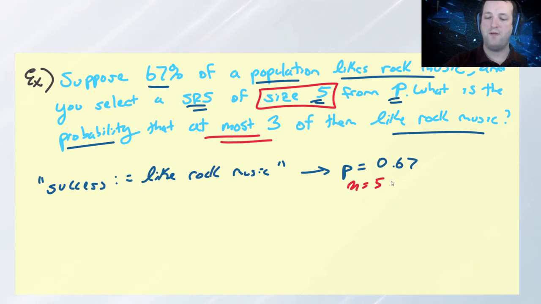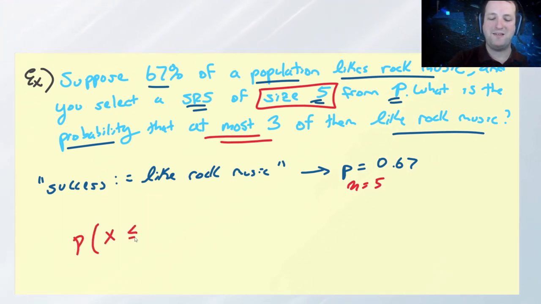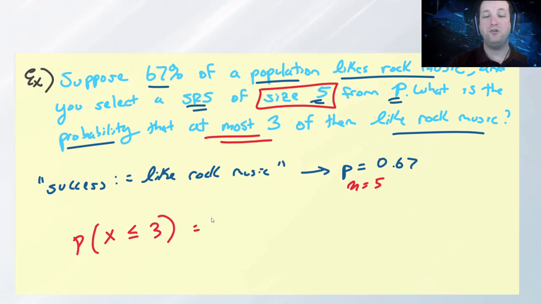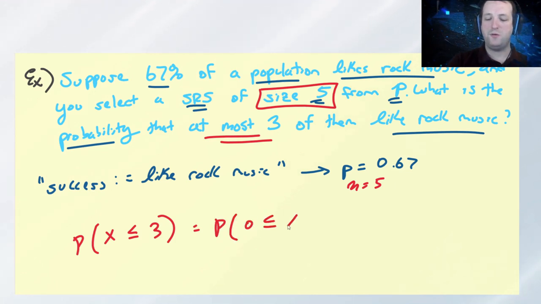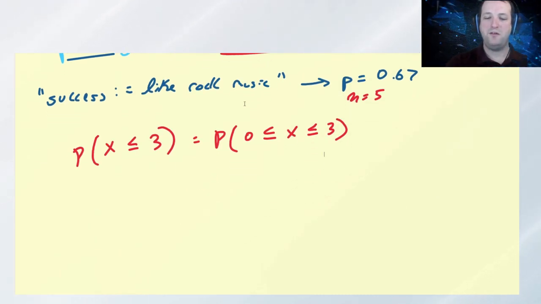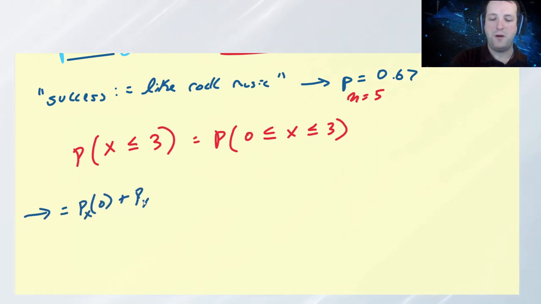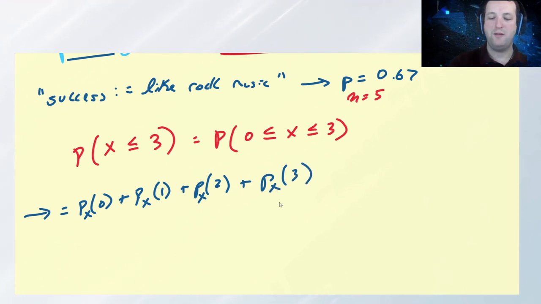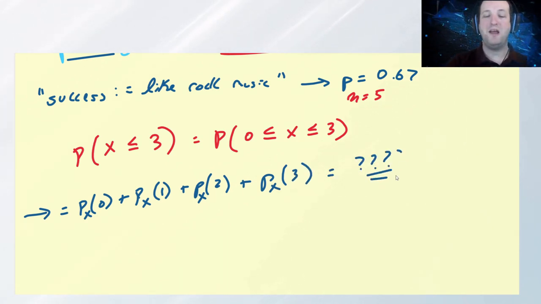So n is equal to 5 in this particular case, and we want the probability that x is at most 3. So remember, for the binomial distribution, the minimum size is 0, because it's possible that no people in our sample like rock music. It's possible. So it goes from 0 to n for the binomial. So this is the same as 0 is less than or equal to x is less than or equal to 3. So I can rewrite this in terms of its individual components. Therefore, this is going to be equal to the probability that x is equal to 0, plus the probability that x is equal to 1, plus the probability that x is equal to 2, plus the probability that x is equal to 3. And whatever I get, that's going to be my answer.